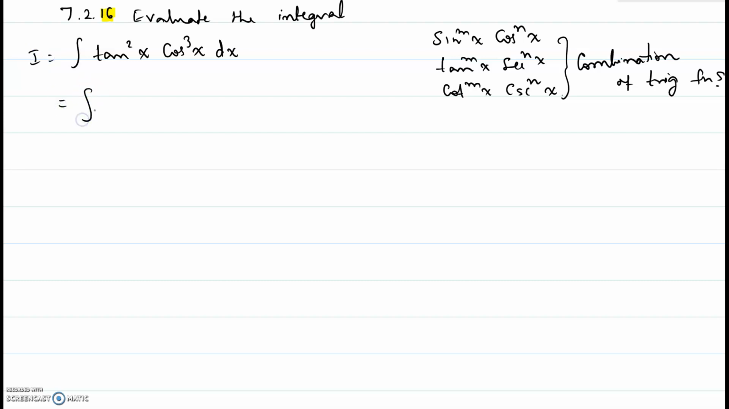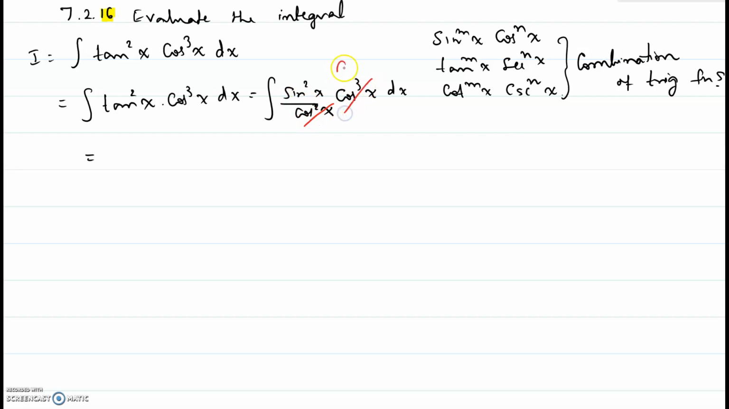So we will write this. First we will consider the integral as I. Then tan squared x cosine cubed x dx can be written as tan squared is sine over cosine, so sine squared over cosine squared, times cosine cubed x dx. So cosine squared and cosine cubed cancel out, leaving you with cosine x on top. So it is the integral of sine squared x cosine x dx.